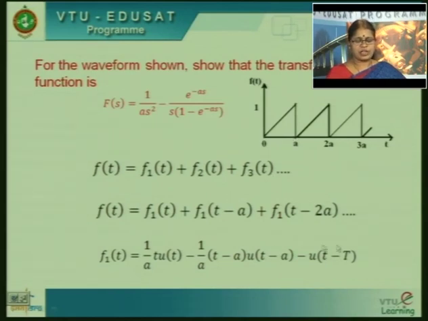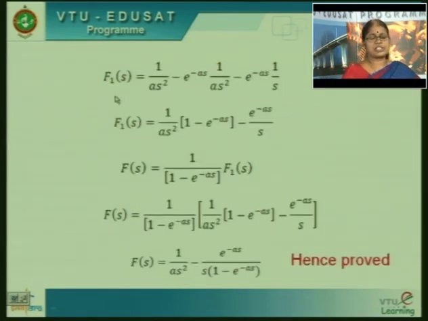Now, once you know the equation for the first cycle of the periodic waveform, we can easily find the Laplace transform of this function. So, the Laplace transform of this function, I call it f1 of s. So, f1 of s is given by 1 by a s square minus e power minus a s into 1 by s. So, this is the Laplace transform of the first cycle of the periodic waveform.